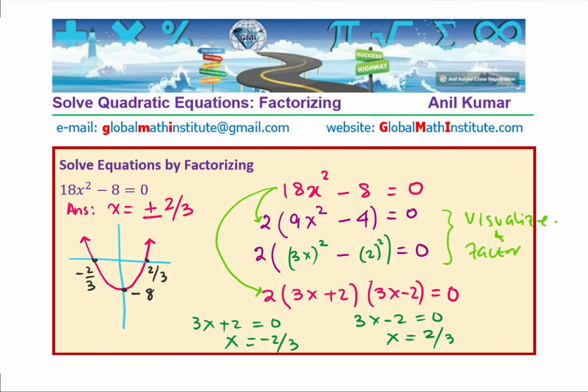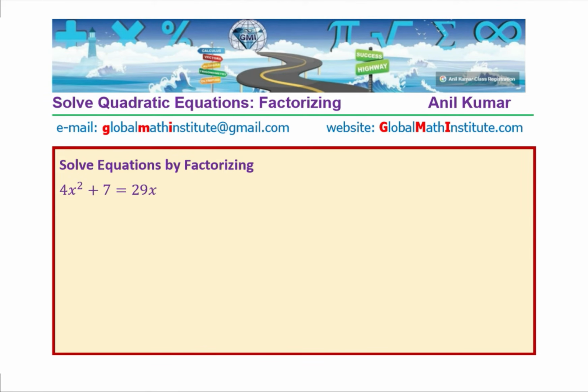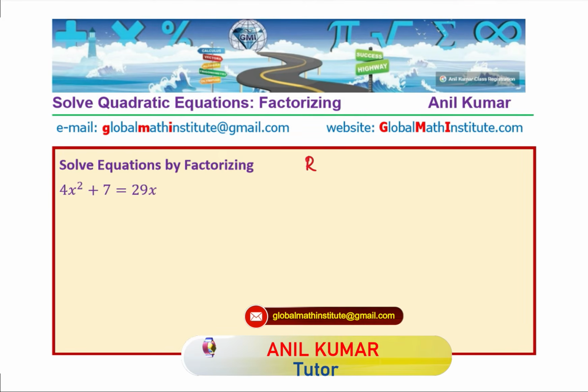Right. So that is bringing us to almost the end. We have now 4x squared plus 7 equals to 29x. Now these are different kinds of equations where you need to rearrange and solve.